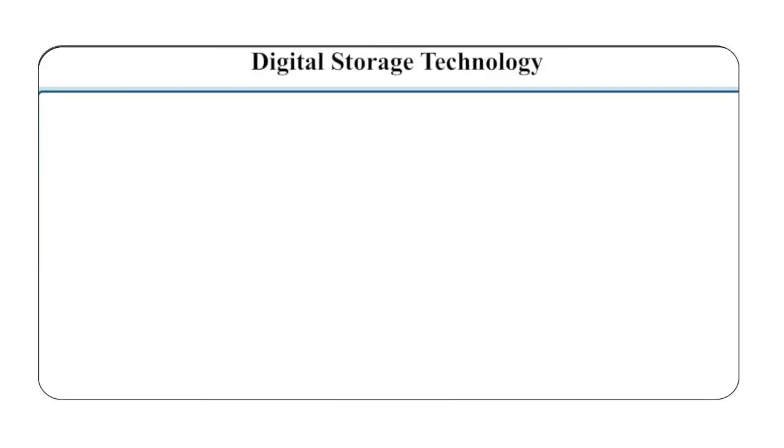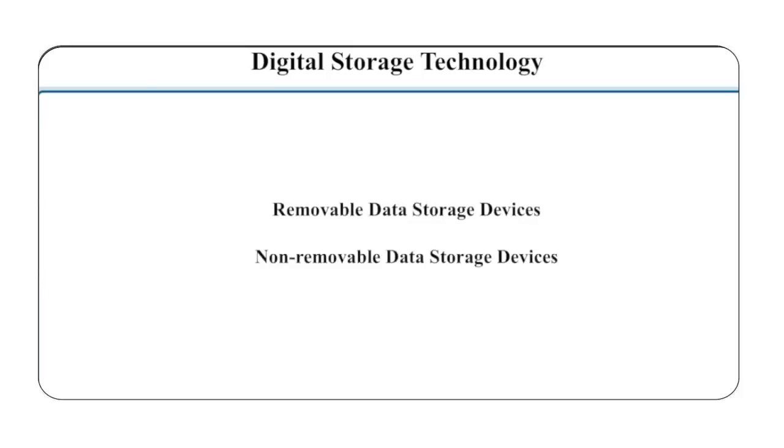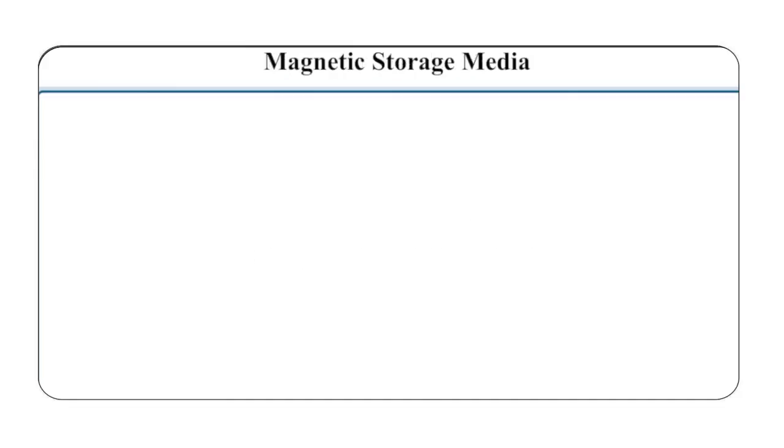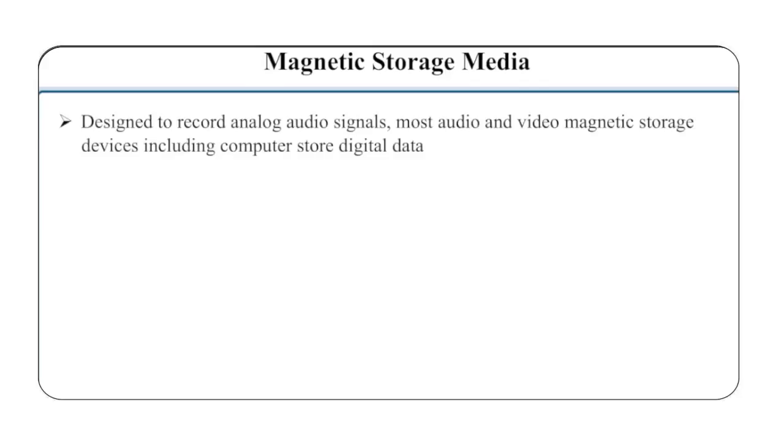Like microprocessor technology, digital storage devices have also witnessed notable reductions in their size and cost with dramatic enhancements in capacity of storage. There are 2 types of data storage devices, that is, removable data storage devices and non-removable data storage devices. The early magnetic storage devices were designed to record analog audio signals. Most audio and video magnetic storage devices, including computers, store digital data.